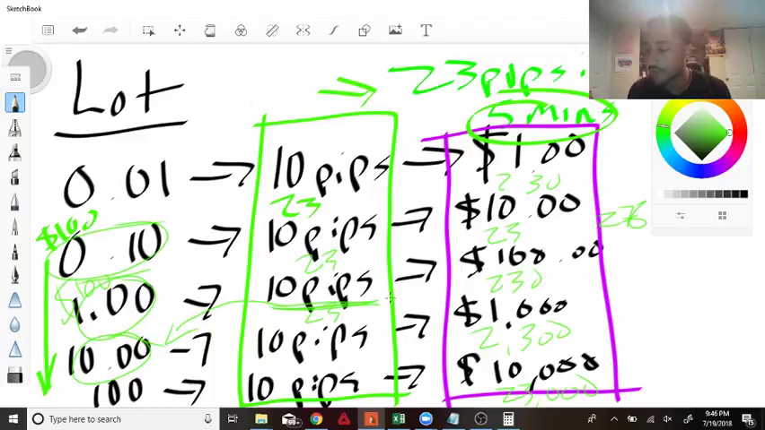So go ahead and take a picture of this, so that you can keep this for your records, because you're gonna need this over time.